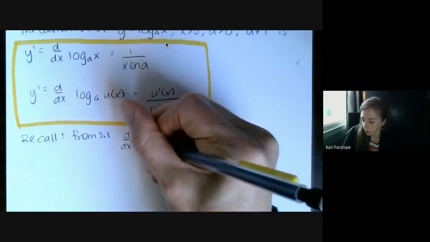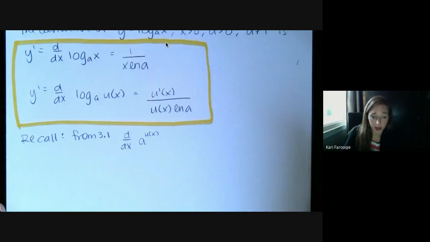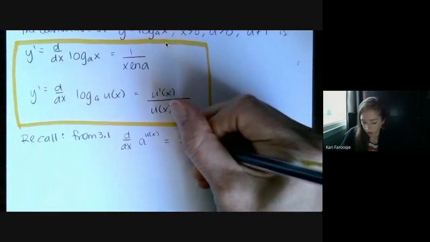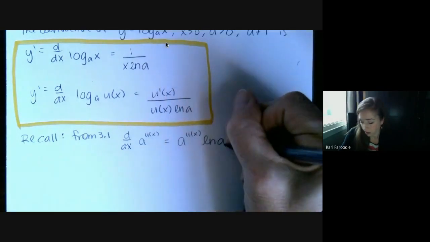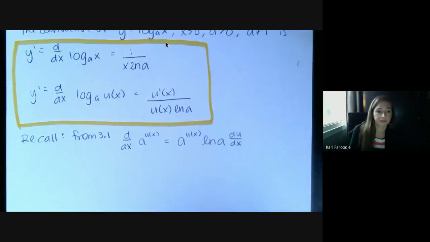The derivative of a to the u of x, you didn't use it a whole lot, so I want to make sure we mention it here, is a to the u of x times the natural log of a times du dx. So if you see that pop up here, looking for the derivative of some real number to a function of x power, just wanted to remind you of that rule.